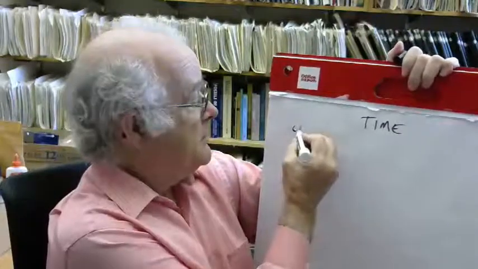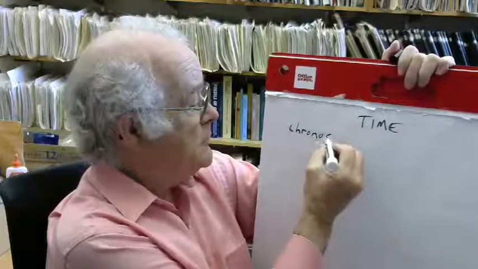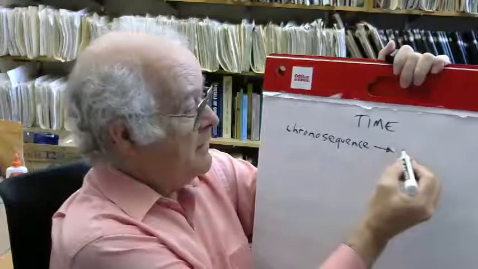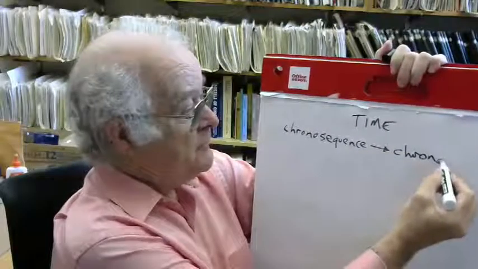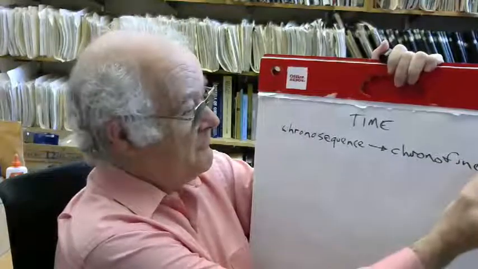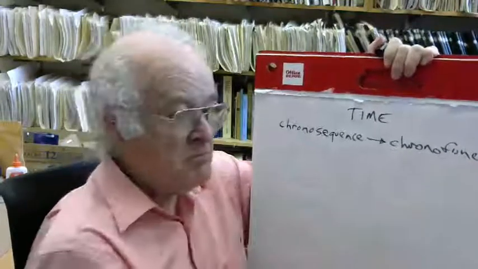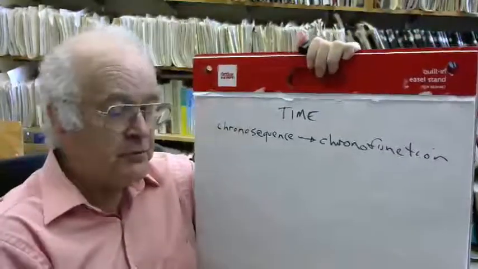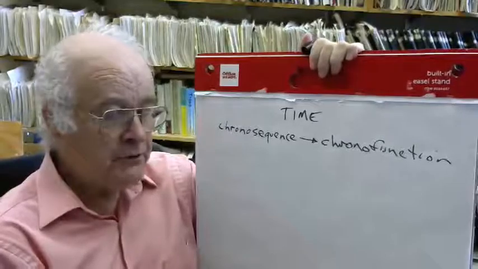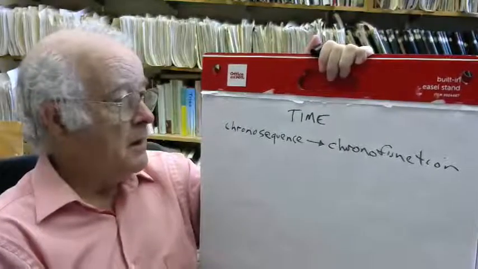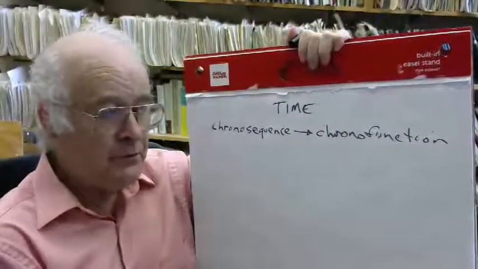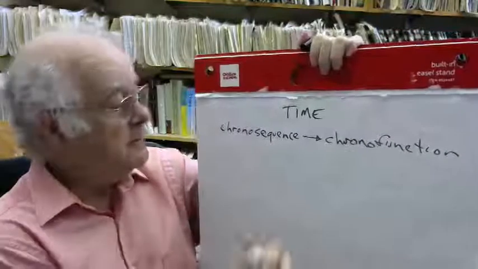The idea for time is that we should be able to have a chronosequence, and that will lead to a chronofunction. That we should be able to get a mathematical relationship between some feature of the soil and the time over which it formed. We could also do an experiment, I suppose. It would just take a long time because the times involved are many thousands of years.